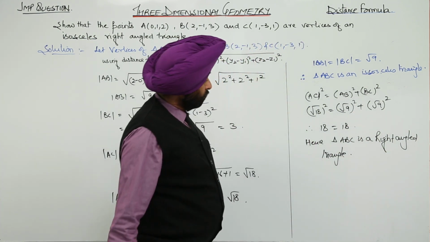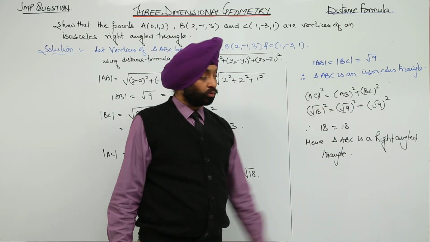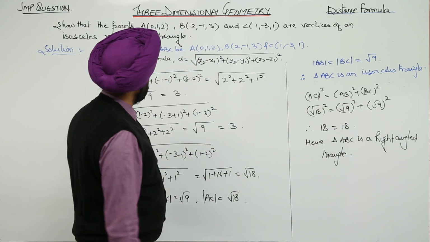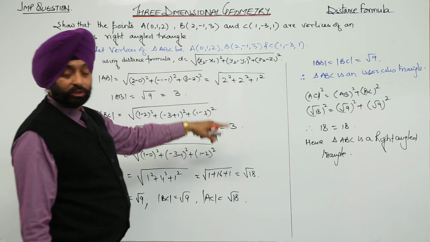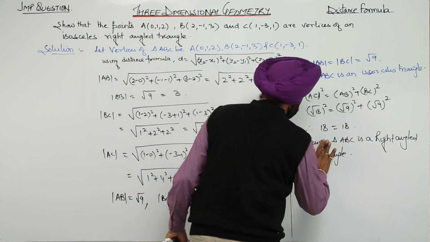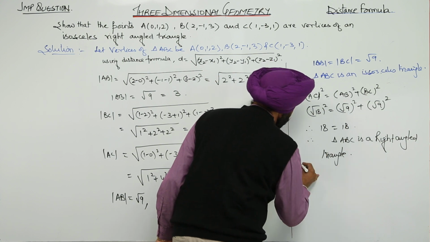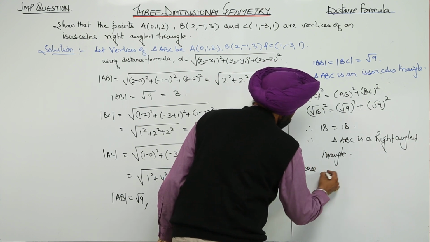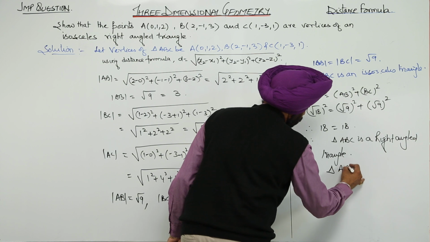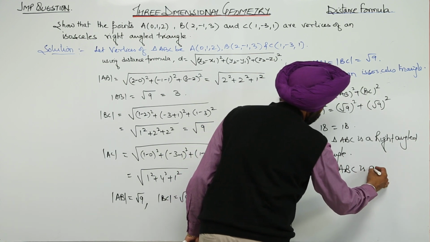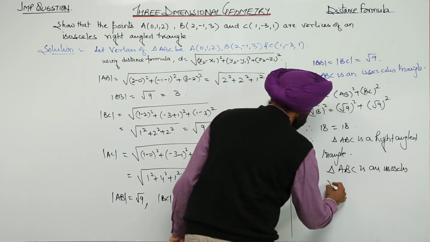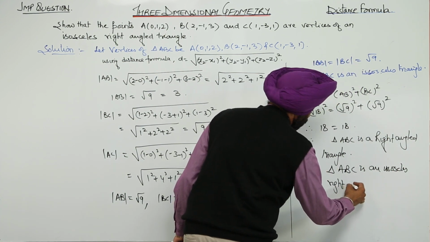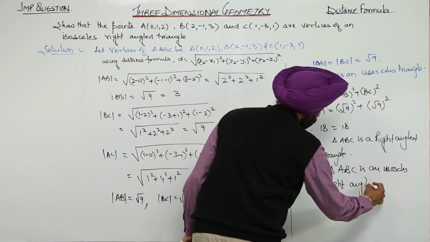Is it clear? Because we have verified the Pythagoras theorem. So it is a right angle triangle, it is an isosceles triangle, hence we can say A, B, C are the vertices of, therefore, hence triangle ABC is an isosceles right angled triangle.